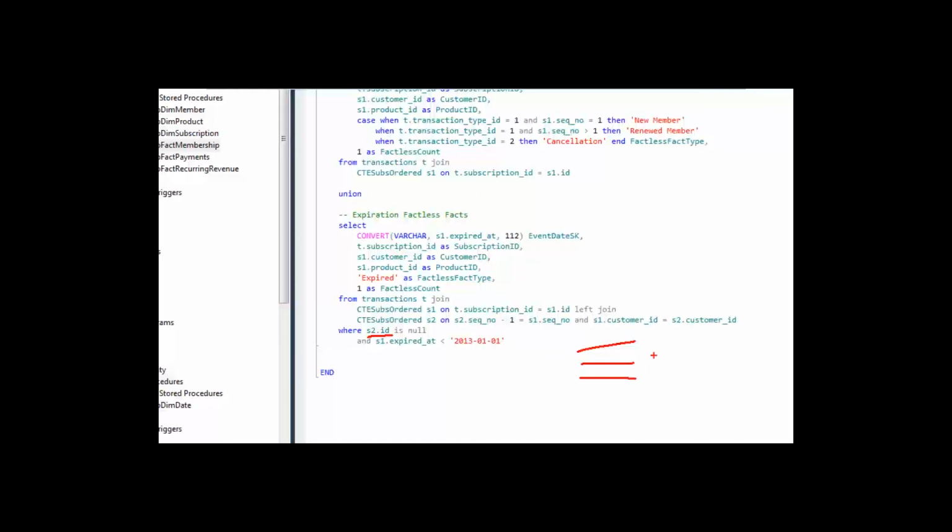I know Zoom can change the color of these things, but this self join is putting S2 right next to S1, and so this is what it looks like for subscription 1. There's subscription 2. For subscription 2, there's subscription 3. For subscription 3, there's a hole, and that's what gives me the expiration.